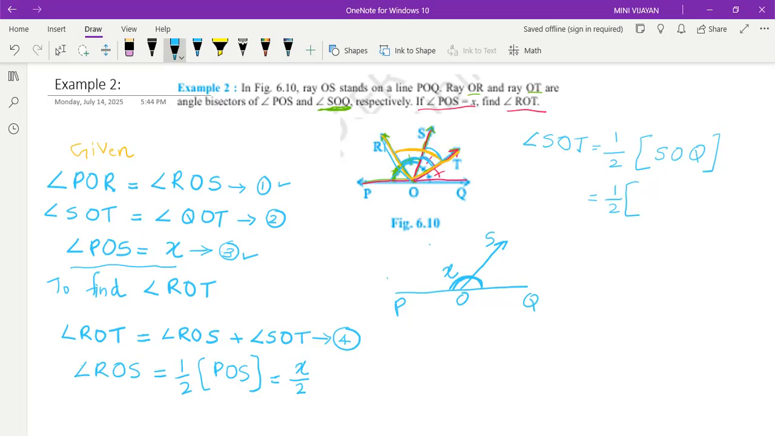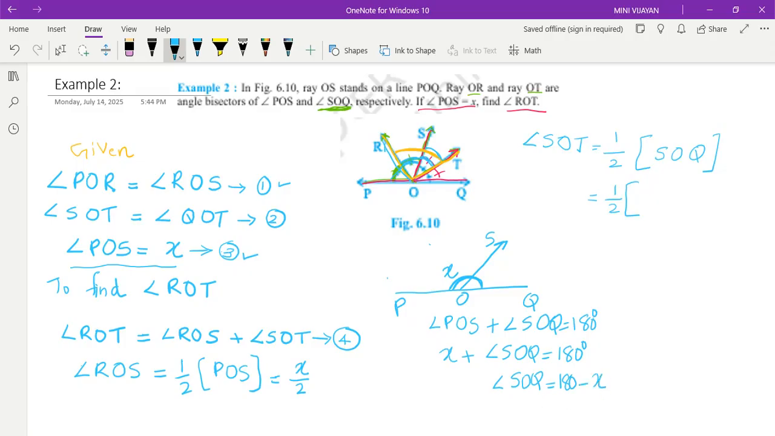I'll just write the conditions which I told once again. Angle POS plus angle SOQ equals 180 because it is a linear pair. Now, in the place of POS I can write X, plus angle SOQ, which is equal to 180. Now tell me what is angle SOQ. SOQ is equal to 180 minus X.